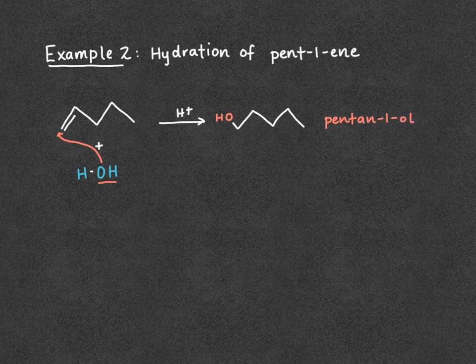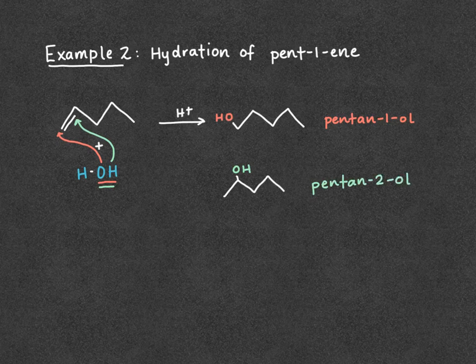The other possibility is that our OH goes on to carbon number 2. If this is the case, we will have pentan-2-ol. So hydrogen on carbon 1, hydroxide on carbon 2. So pentan-2-ol. So in one scenario, we've made a primary alcohol. In the other, we've made a secondary. You do not need to know how to predict which is more likely. You just need to know that both can occur.